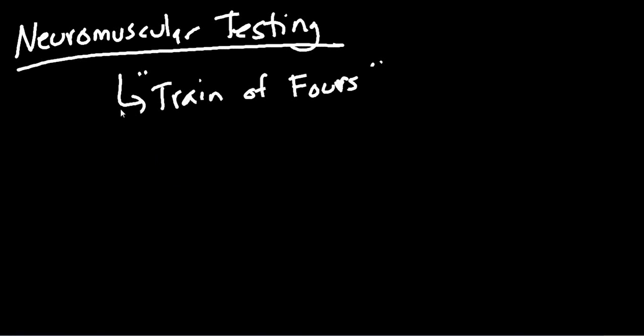Hi everybody, let's talk about neuromuscular testing and the train of fours. In anesthesia, we use the train of fours to check how paralyzed a patient is. It's an approximation, and we'll get into that a little bit later. I just want to cover the basics first.